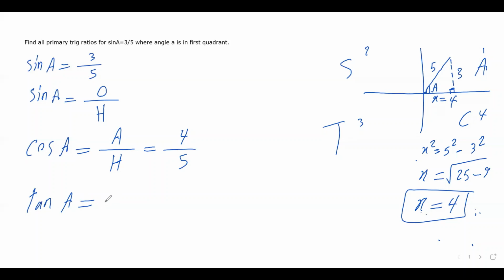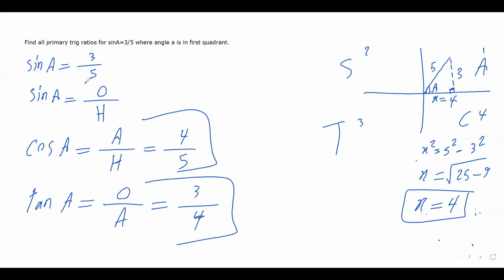Okay, tan A equals opposite side over adjacent side. My opposite side is 3. My adjacent side, we just found, is 4. So my tan A equals 3/4. So that's tan A, this is cos A, and sine A is given. So we're done with this question. Let's move on to the next question.